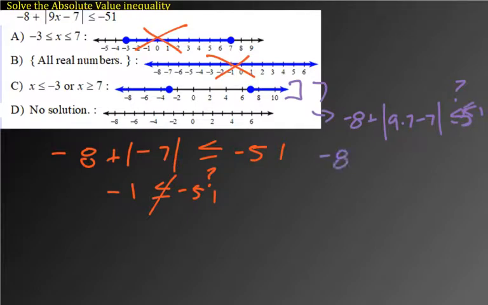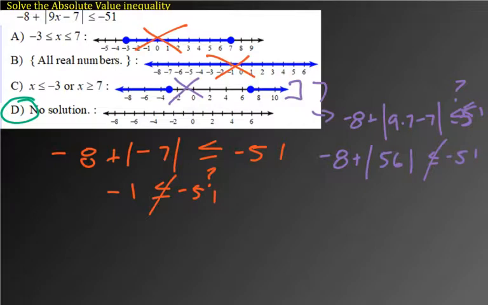In this one, you get 63 minus 7, which is 56. And -8 plus 56 is not less than -51. So that means we eliminated this answer, and so the answer would be D.